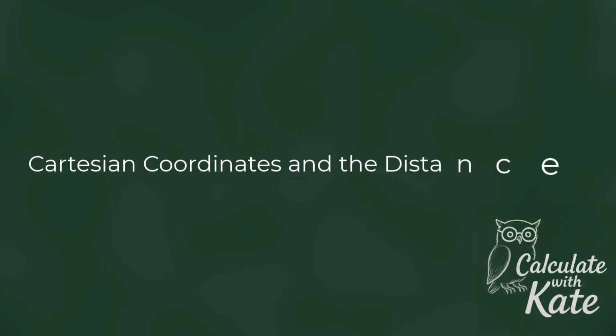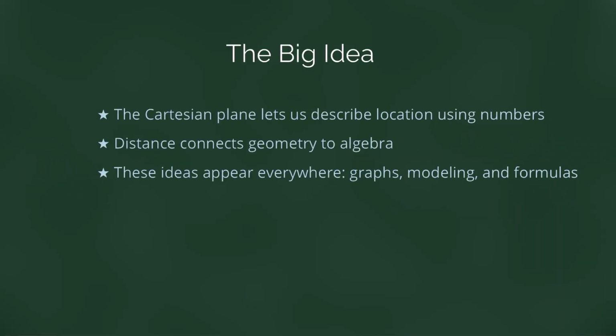This video is going to provide a quick review of the Cartesian coordinate system and how to find the distance between 2 points in that system. It's important to understand these ideas because the Cartesian plane lets us describe location using numbers. It's very important as we learn to graph that we understand that system.